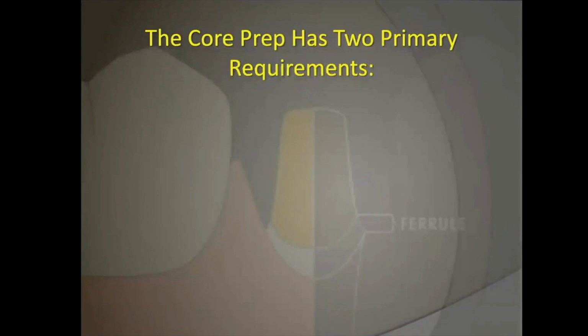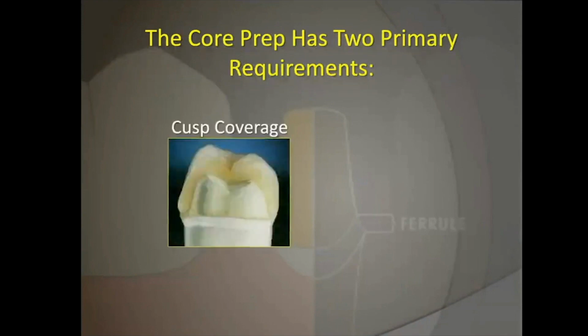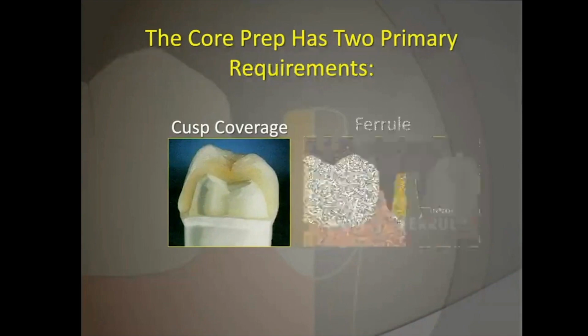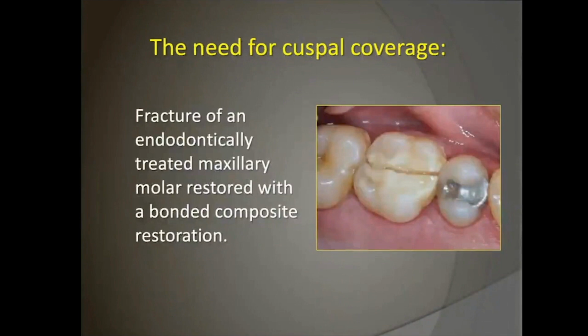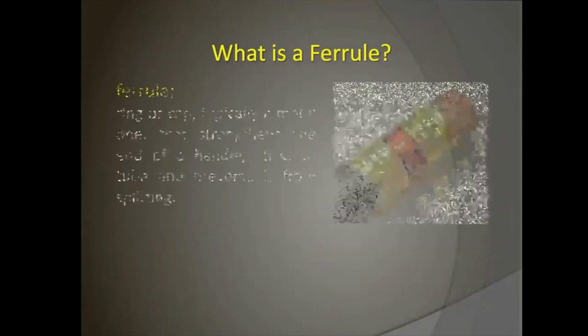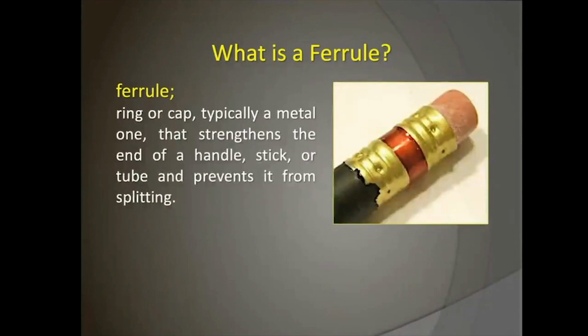So the core prep has 2 primary requirements. One of them is cuspal coverage, and the other is the ferrule. It's important to have cuspal coverage because in cases where you have endodontically treated maxillary or mandibular teeth, when they're just restored with a bonded composite restoration, that's often not enough to reinforce the tooth. So cuspal coverage is really designed to prevent fracture. And the ferrule is designed in order to have the crown end on healthy tooth structure.